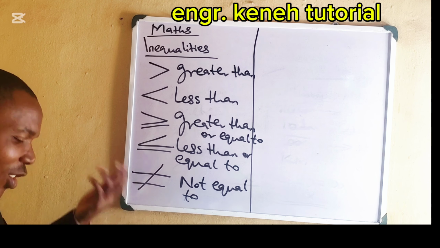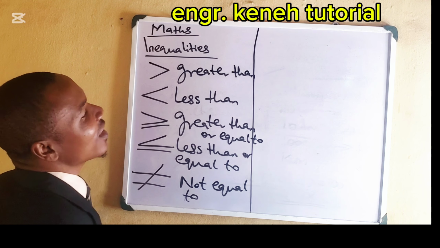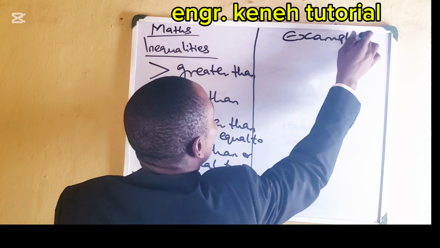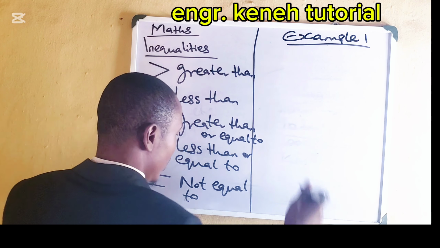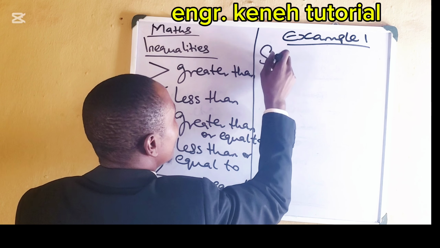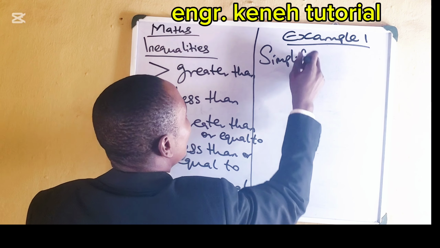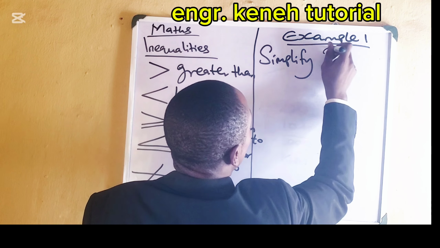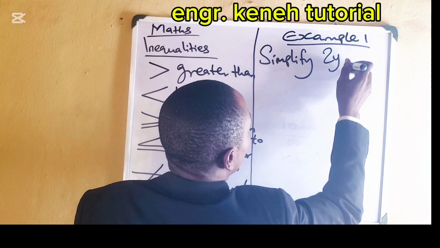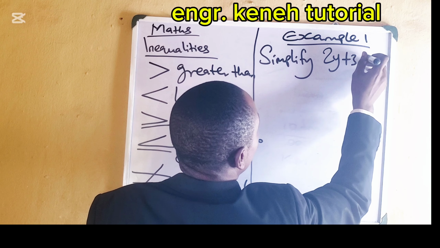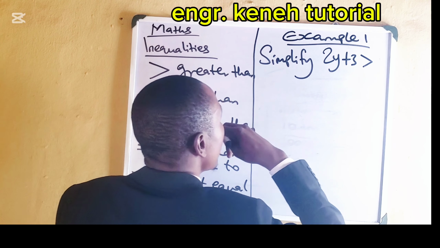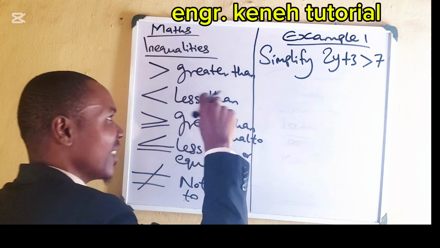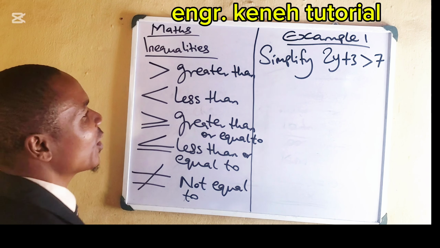All these signs. Let us solve example 1 so that you see how we do solving that involves inequality. We have example 1 like this. What if you have something like this? They say simplify. Maybe you have 2y plus 3 is less than, maybe less than 7, like this. Can you see that? They say you should simplify this. How do you solve this?